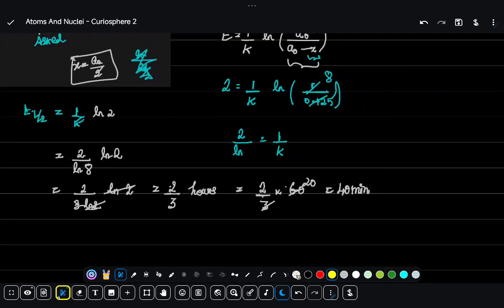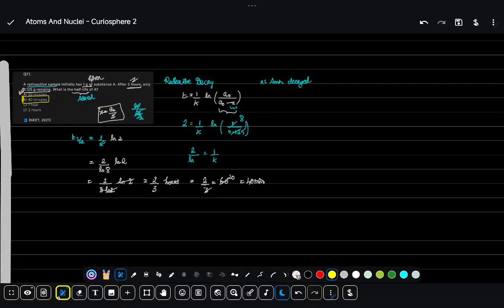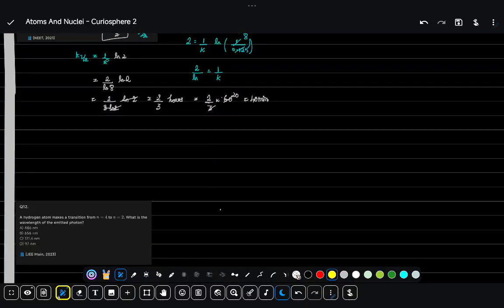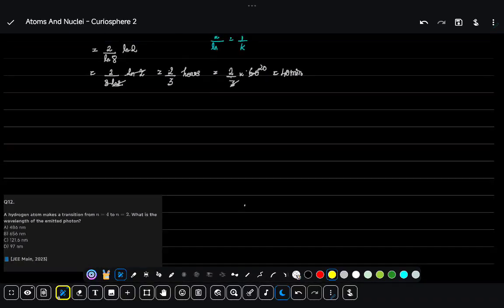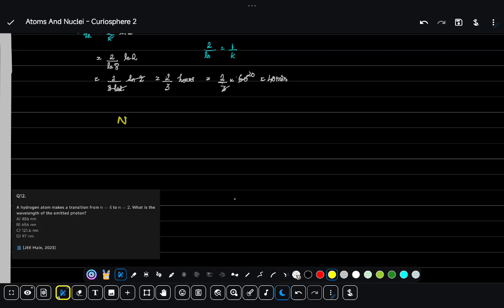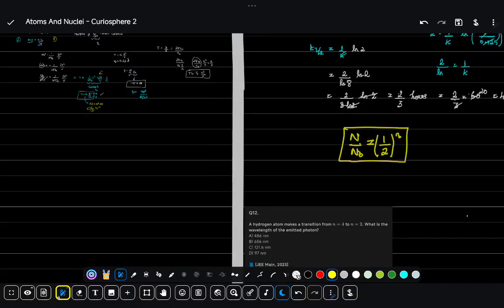Now you may think it's a very long process. Okay, it is a very long process, but I'll tell you there is a catch. There is a shortcut formula for this, right? N by n naught equals 1 by 2 the whole power n. I think you remember this formula from the previous set of questions. We used the same formula to find the number of half-lives in a given reaction. Right, remember the 30 minutes question? Wait, I'll show you now.